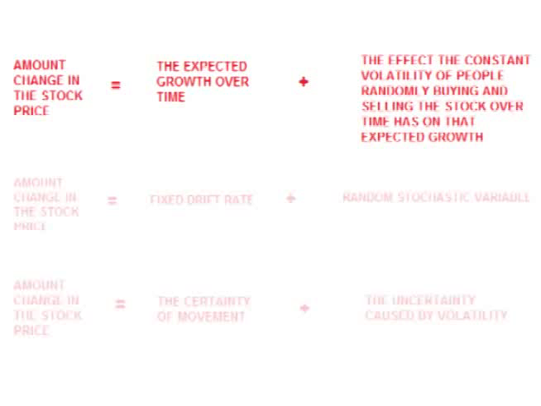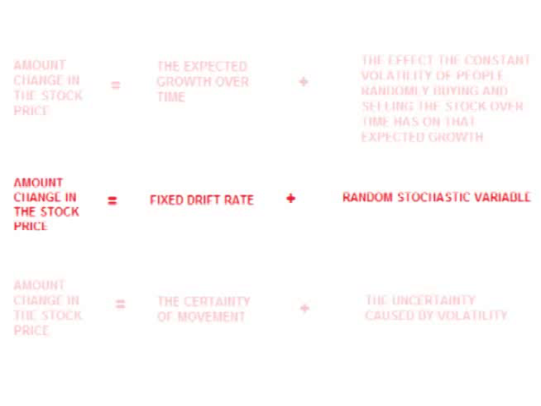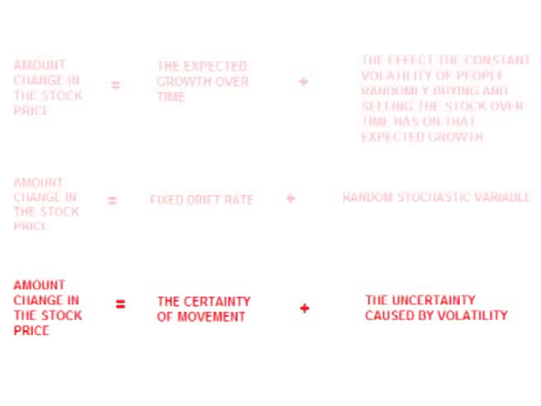I'm going to show it again worded a couple of different ways. They all basically mean the same thing, but it's important to try and understand each one. Change in stock price equals the expected growth over time, plus the effect the volatility of people randomly buying and selling the stock over that time has on the expected growth. Change in stock price equals fixed drift rate plus a random stochastic variable. Change in stock price equals the certainty of movement plus the uncertainty caused by volatility.